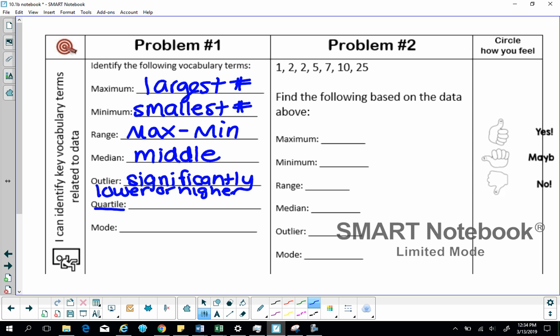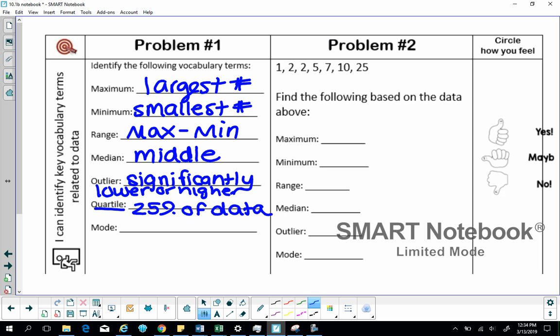Quartile, what does that sound like? Quarter, right? And a quarter is what? It's not 1/2, but what part? 25% or 1/4. So it's 25% of your data, or a quarter of your data.